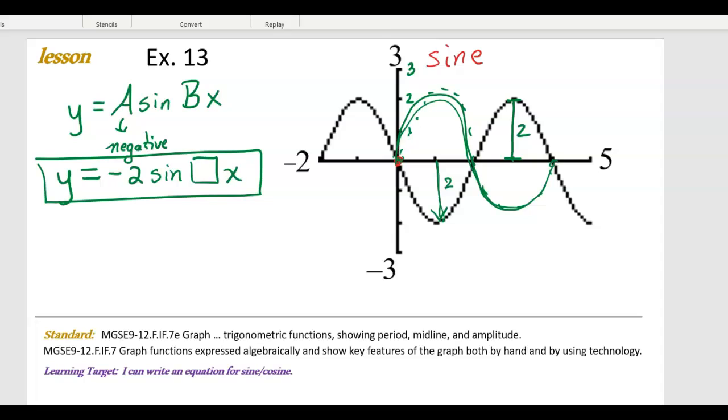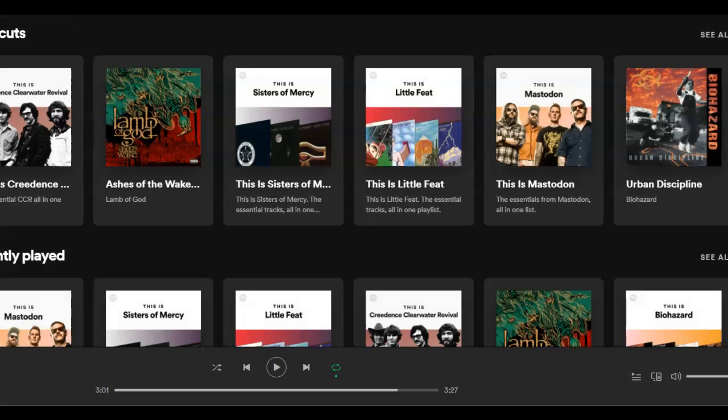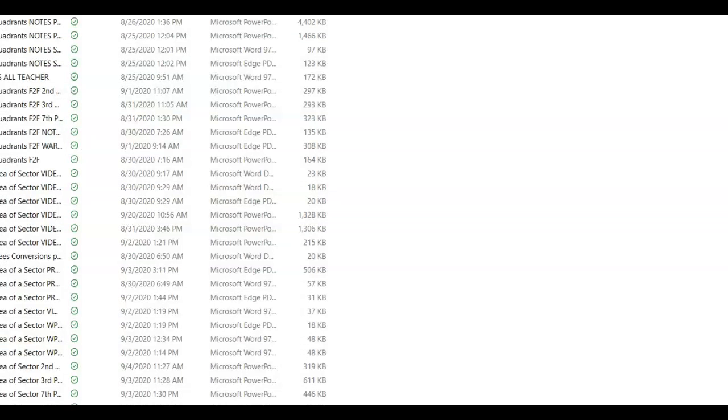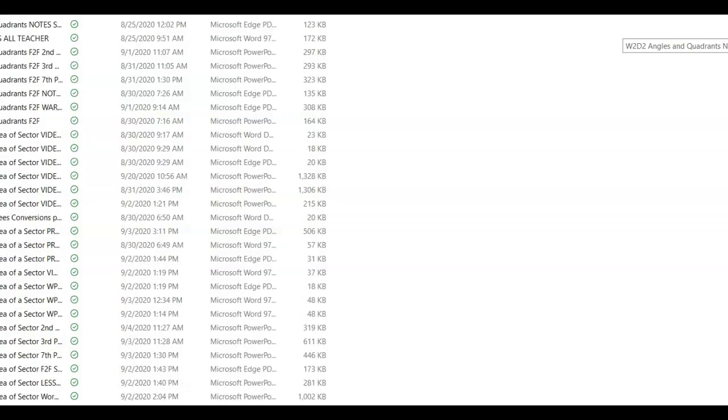So to find B, because it's a sine function, I like to think of it as not peak to peak. You can go peak to peak, but for sine it's easier if you go, ooh, hey, there's my music, guys. Don't be scared. My kids hate my music. One day.